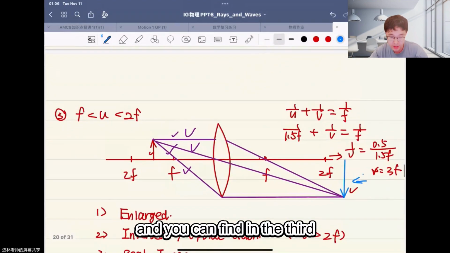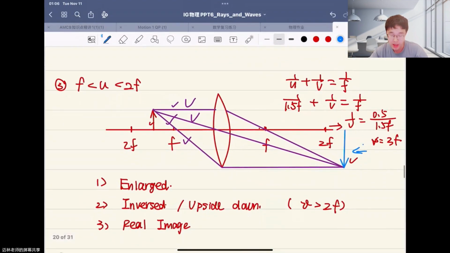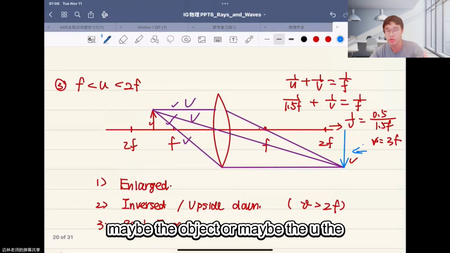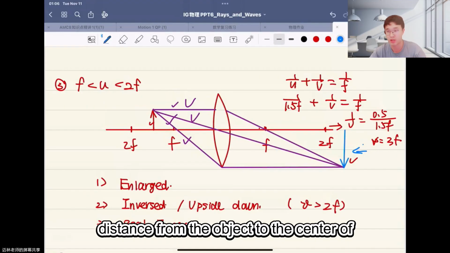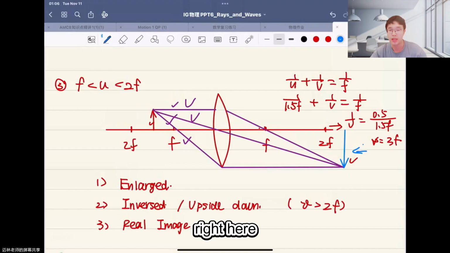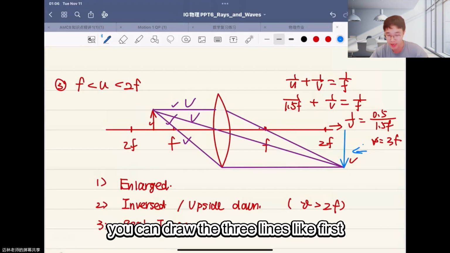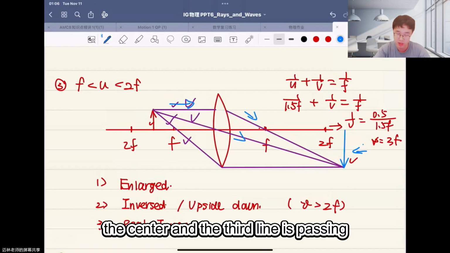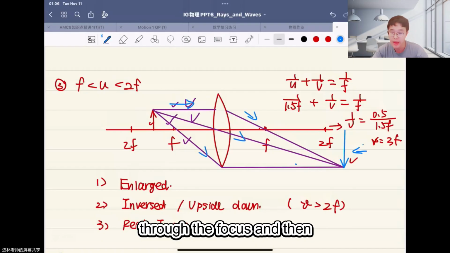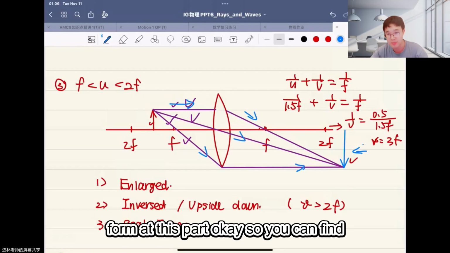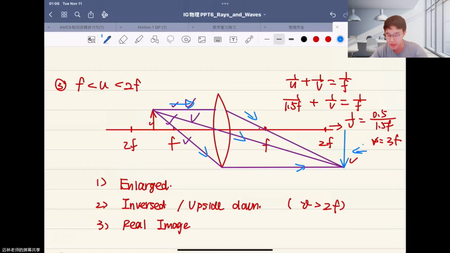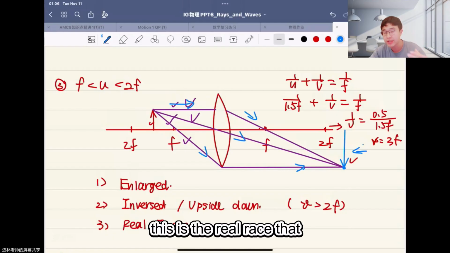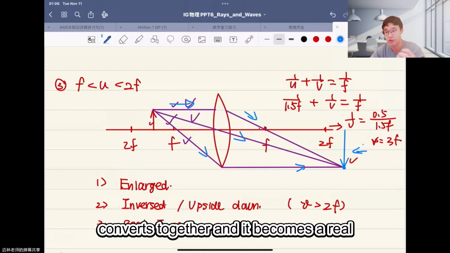And in the third situation, the U, the distance from the object to the center of the lens, is larger. Here you can draw three lines. The first line is a parallel line that passes through the focus, the second line passes through the center, and the third line passes through the focus and then forms at this part. Okay, so you can find these are real rays that converge together and become a real point, like this way.